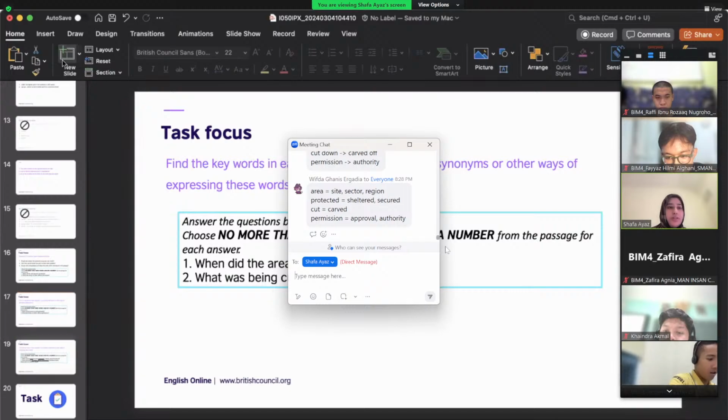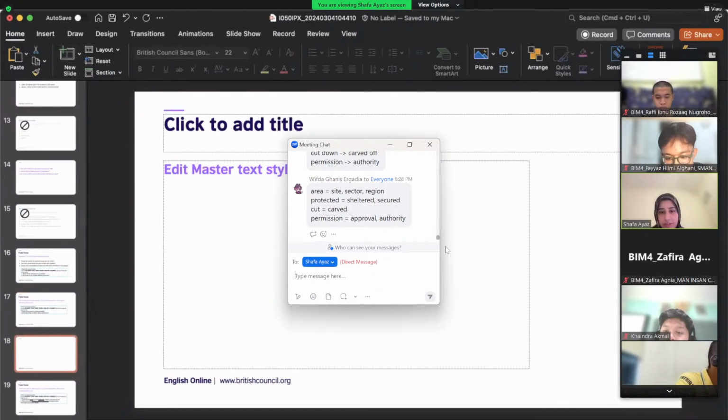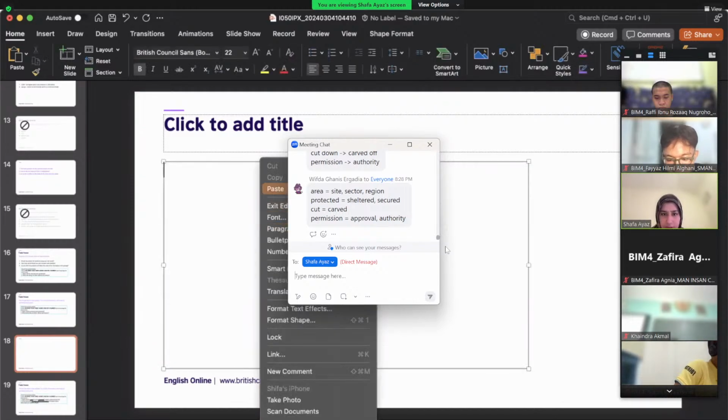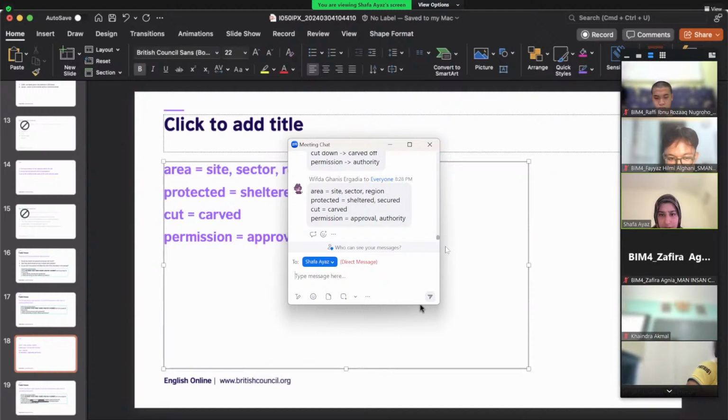Excellent, everyone. So I have all 4 groups' answers. I'll just copy the one that has the more synonyms.